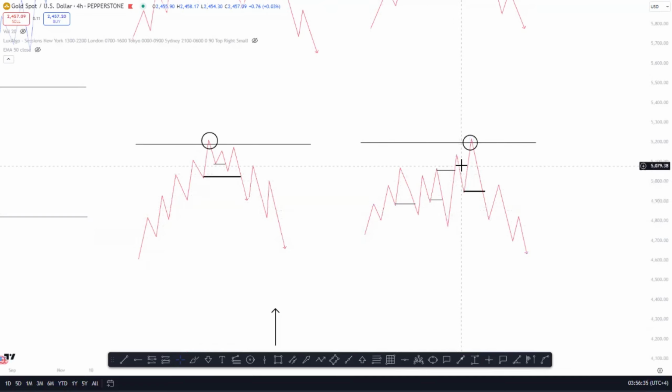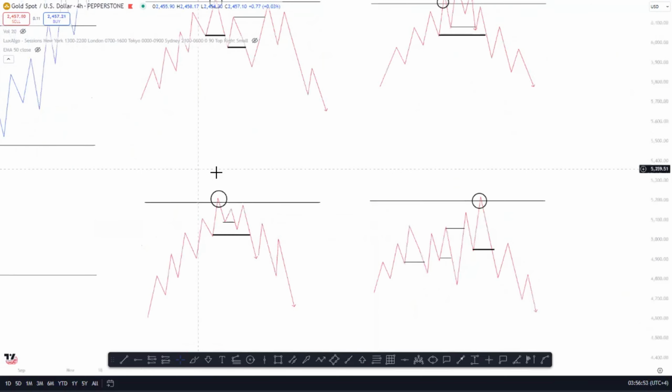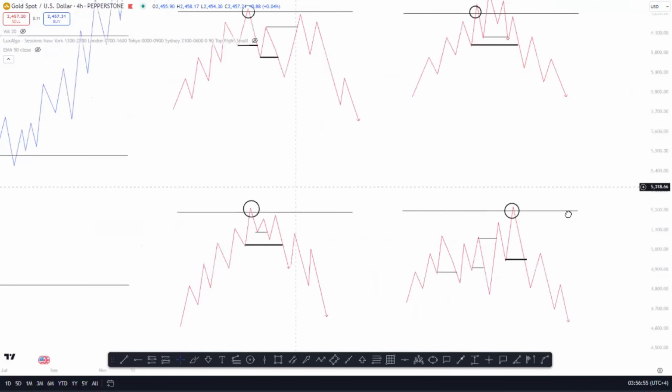But what happens when the price breaks this fresh level and we have our bearish external breakout? Now we changed from bullish to bearish trend. Okay, it's so simple, guys. You just need to practice this to understand it more.